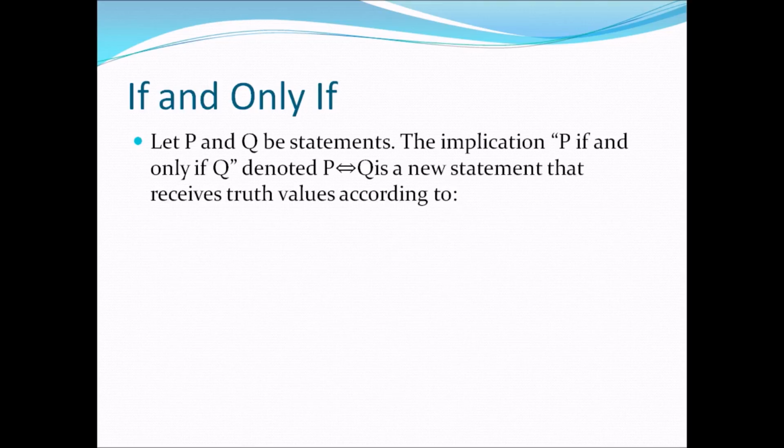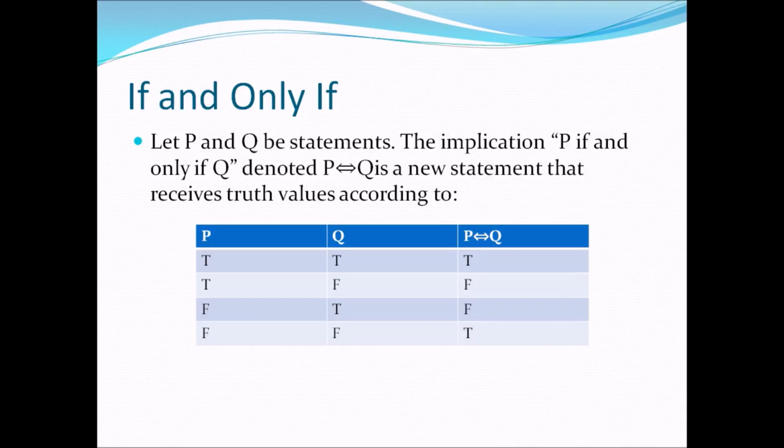Alright, now I want to go to if and only if. So it's a little different than just the same if statement, so let P and Q be statements. The implication P if and only if Q, denoted P with double arrow Q, is a new statement that receives truth values according to the following truth table. So if P and Q are true, P if and only if Q is true. If P is true and Q is false, P if and only if Q is false. If P is false and Q is true, P if and only if Q is false. And if P is false and Q is false, then P if and only if Q is true.